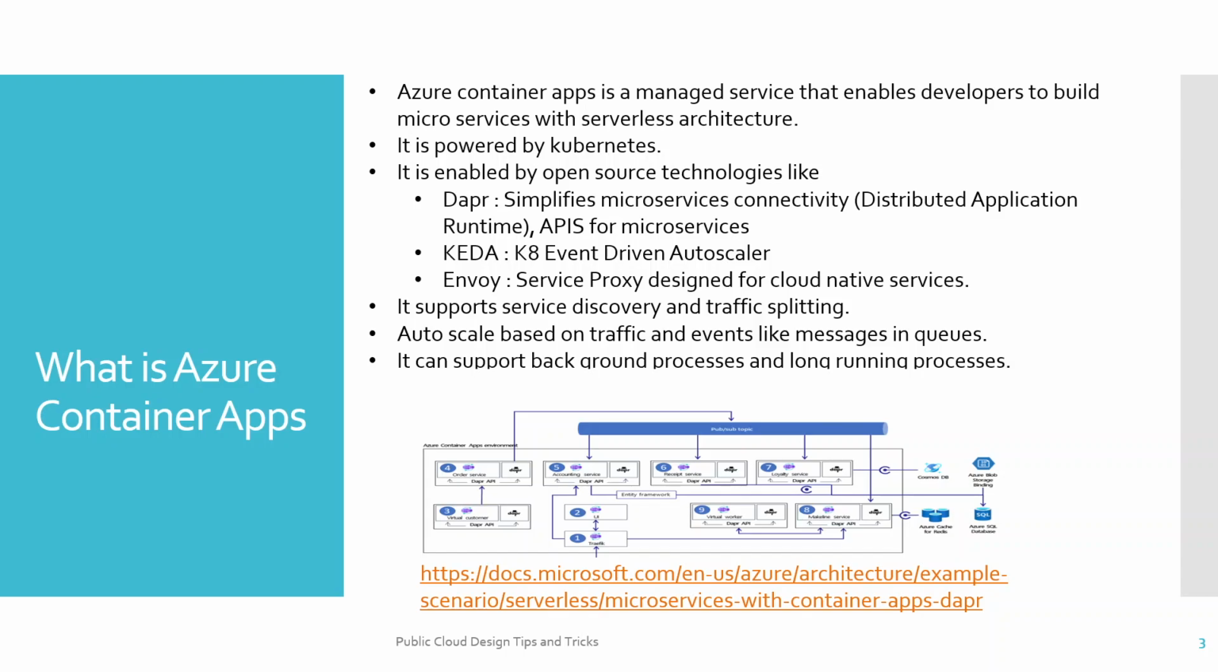Dapr stands for Distributed Application Runtime, APIs for microservices. KEDA is a Kubernetes event-driven autoscaler, and Envoy is a service proxy designed for cloud-native services. It also supports service discovery and traffic splitting, and autoscale based on traffic and events like messages and queues that we'll discuss later. It can also support background processes and long-running processes.